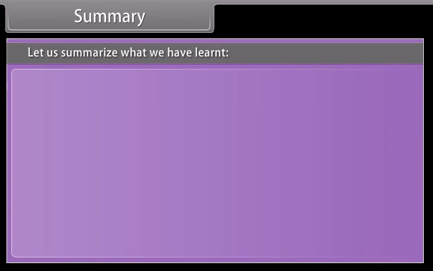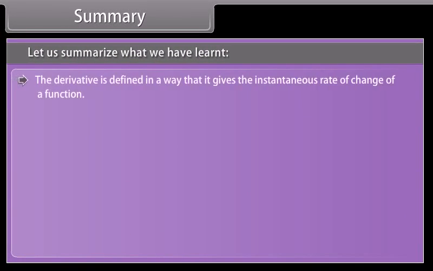Summary. Let us summarize what we have learned. The derivative is defined in a way that it gives the instantaneous rate of change of a function.